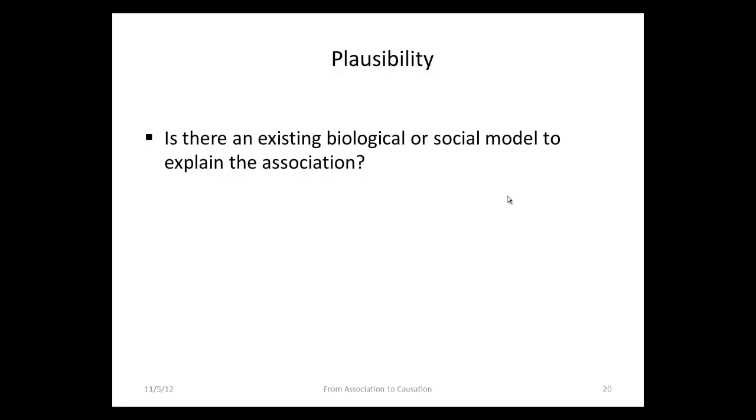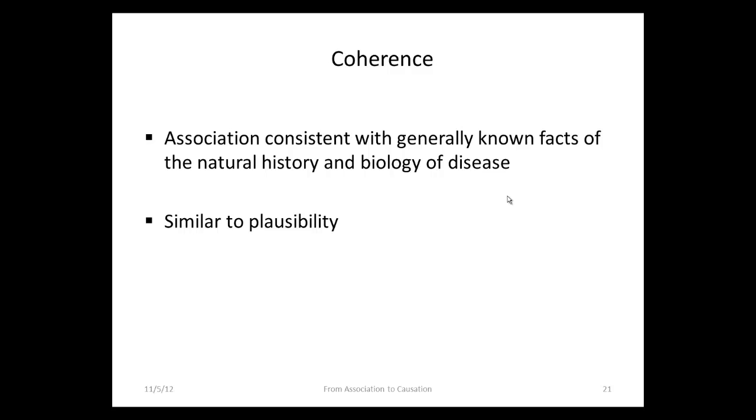The next several are a little fuzzier, but I think they're helpful criteria to keep in mind. So plausibility just says, do we have some existing biological or social model to explain the association we see? Once germ theory came around, it was a lot easier to imagine viruses and bacteria causing disease. Before we had that model, it was harder. So when John Snow was trying to demonstrate that the cholera was caused by a little tiny thing that was in the water, that was hard for people to grasp because that mental model hadn't really taken hold yet.